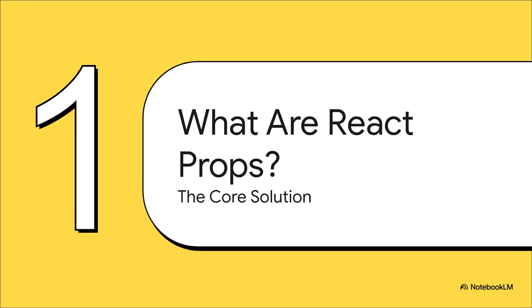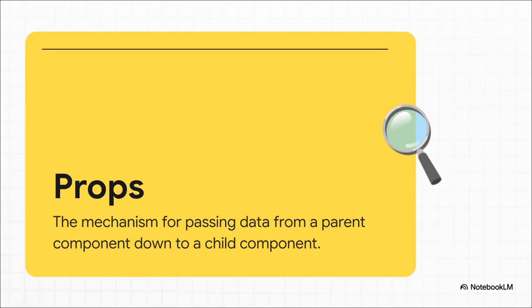This is the core solution, the primary way React lets us connect those islands and turn them into a fully functioning archipelago. At its core, the definition is actually super simple. Props, which is just short for properties, is how you pass data from a parent component down to a child. That's it. It's a one-way street for information, always flowing downhill.